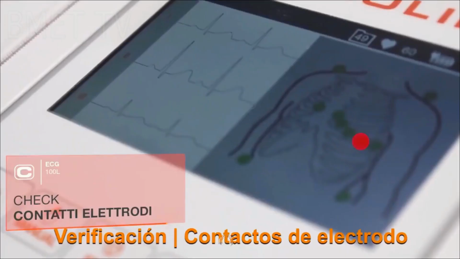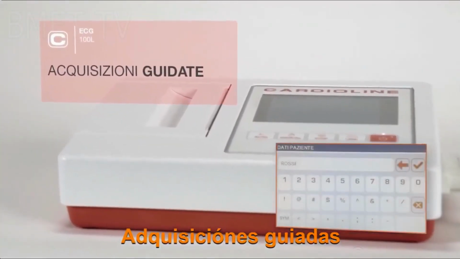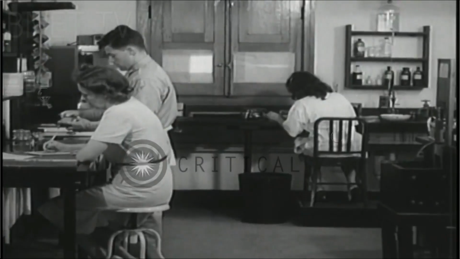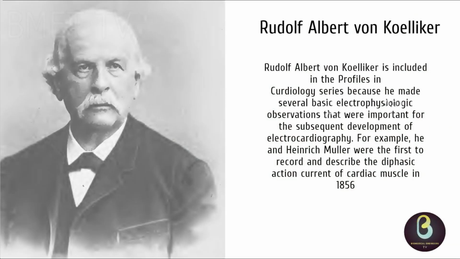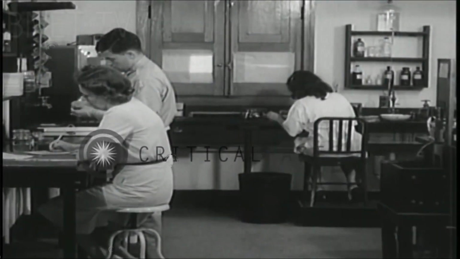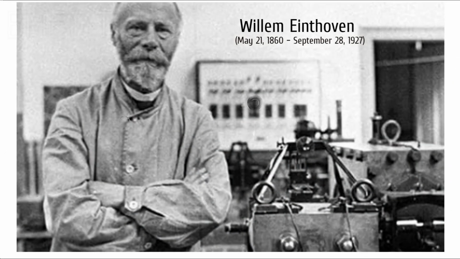We will look into ECG machines, which are also known as electrocardiogram or electrocardiograph machines. Let's look at where it all began. In 1856, Rudolf Albert von Kolliker and Heinrich Müller were the first to discover that the heart generated electricity. 68 years later, the Nobel Prize was awarded to Wilhelm Einthoven, the Dutch investigator who transformed this curious physiologic phenomenon into an indispensable clinical recording.